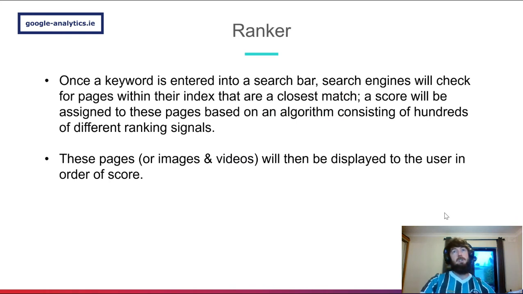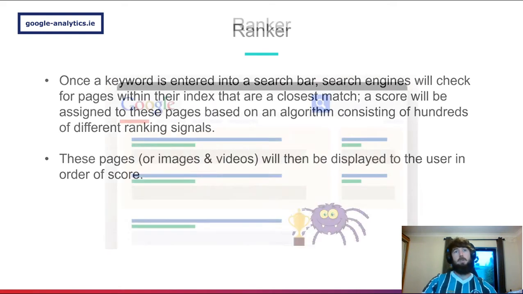The final stage then is the ranker. Once a keyword is entered into a search bar on Google, for example, the search engine will check for pages within their index that are the closest match, and a score will be assigned to those pages based on an algorithm consisting of hundreds of different ranking signals. Those pages will then be displayed to the user in the order of score.